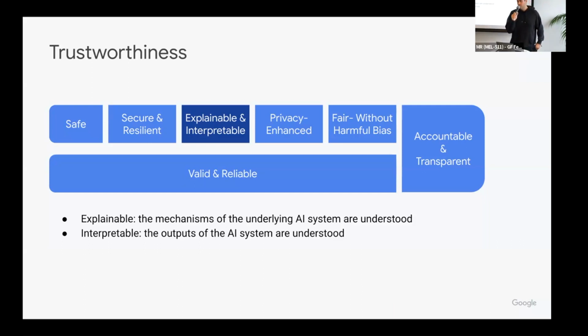Interpretable focuses exclusively on the outputs. So once we have the outputs of the AI system, can we understand them? Can we interpret them? Is it a number? What does the number mean? What is the number range that it can output, right? These are all things that are important to be able to trust the system.